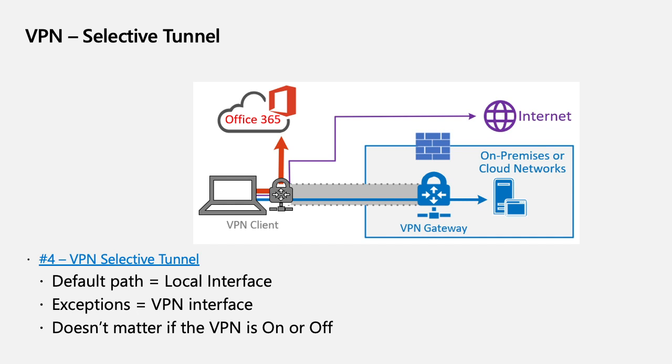The blue line here represents connections to applications or services that are hosted within the corporate infrastructure and is not directly accessible from the internet. In this VPN deployment model, it does not matter if your VPN is switched on or switched off, because the user has direct connectivity to the endpoints on the internet and to other cloud services like Office 365.